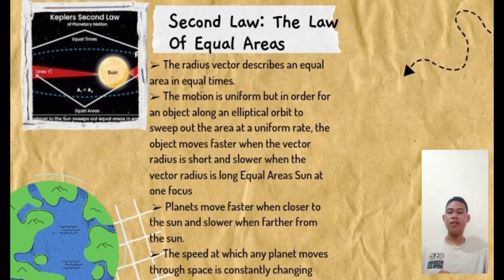The second law is the law of equal areas. The radius vector describes an equal area in equal times. The motion is uniform, but in order for an object along an elliptical orbit to sweep out area at a uniform rate, the object moves faster when the radius vector is short and slower when the radius vector is long. Equal areas, Sun at one focus. Planets move faster when closer to the Sun and slower when farther from the Sun, and the speed at which any planet moves through space is constantly changing.